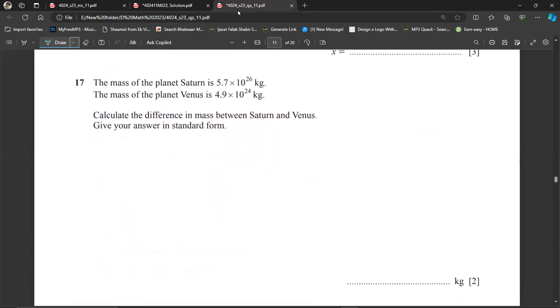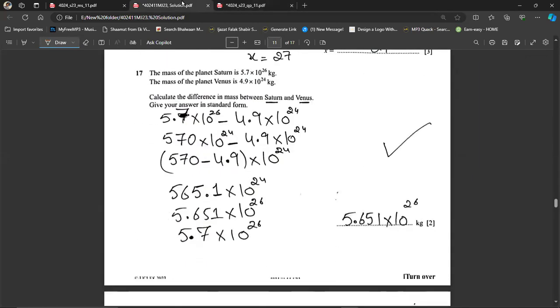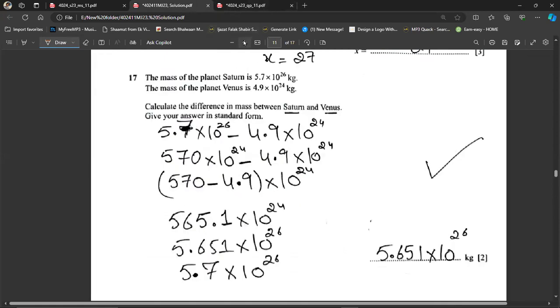Question number 17, it says the mass of the planet Saturn is 5.7 x 10 to the power 26 kg. The mass of the planet Venus is 4.9 x 10 to the power 24 kg. Calculate the difference in mass between Saturn and Venus. Give your answer in standard form. So we will subtract that. Okay. So the methodology is very simple, you know.